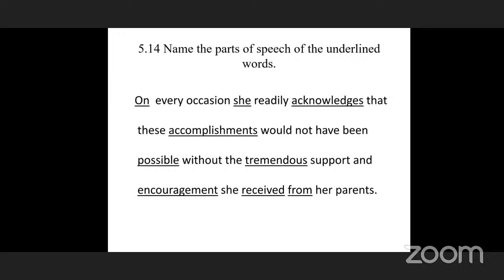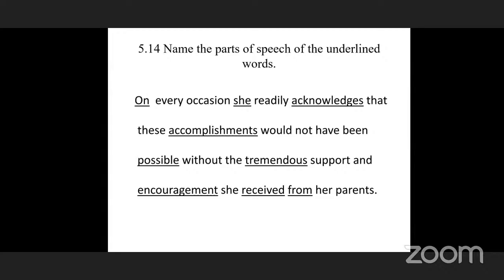Okay, right. Now, you might have learned to name the parts of speech of the underlined words. On every occasion, she readily acknowledged that these accomplishments would not have been possible without tremendous support, encouragement, and love she received from her parents. No problem, it is very, very easy. There is no particular hard and fast rule. Just have a look at the underlined words and write down what parts of speech it belongs to. Your answer must be from the eight parts.